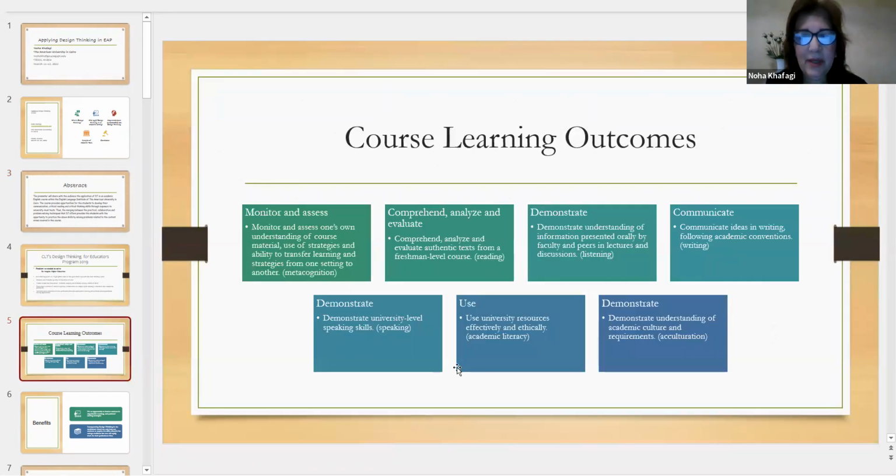Now, these are the course learning outcomes. The first one is monitor and assess one's own ability and understanding of course material, the use of strategies and abilities. And I think this is the metacognitive part. And I think it goes a bit with mindfulness. And then comprehend, analyze, and evaluate the text they are reading. So this is critical reading. And then we have critical listening, and then writing, speaking, academic literacy, and acculturation. So you will see how all those learning outcomes have been achieved through the use of design thinking.